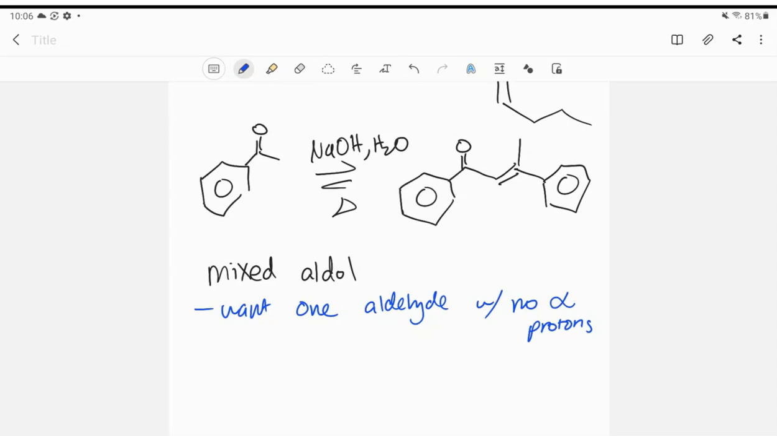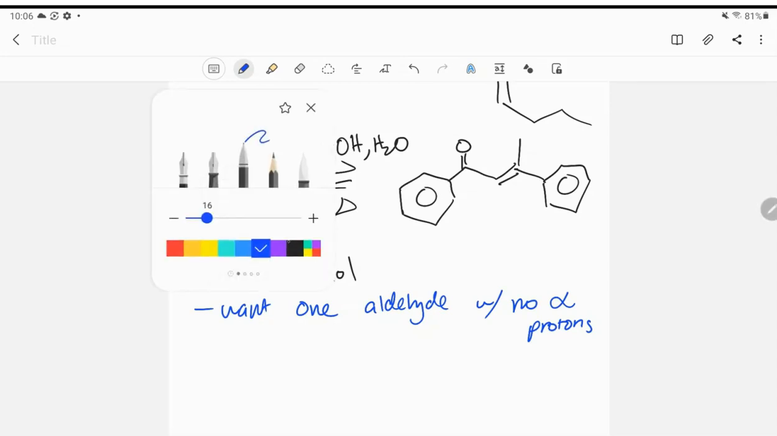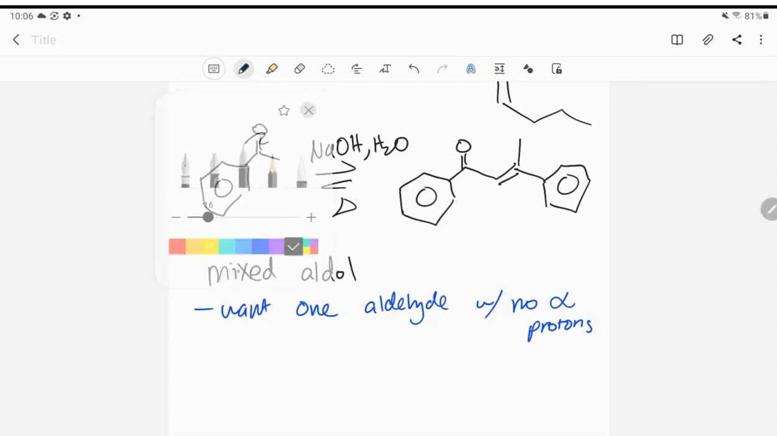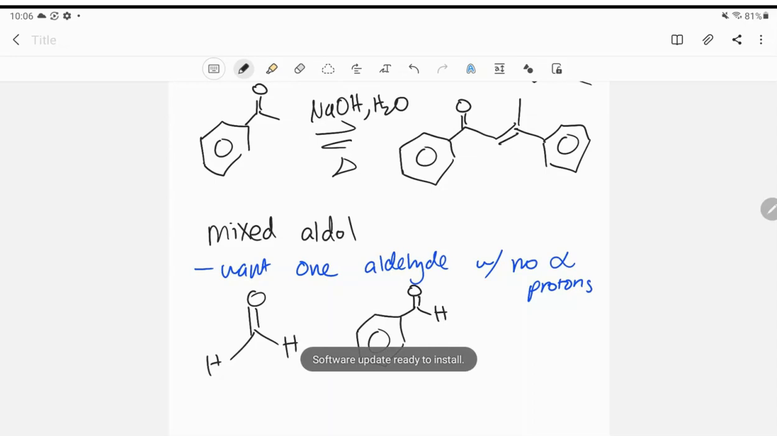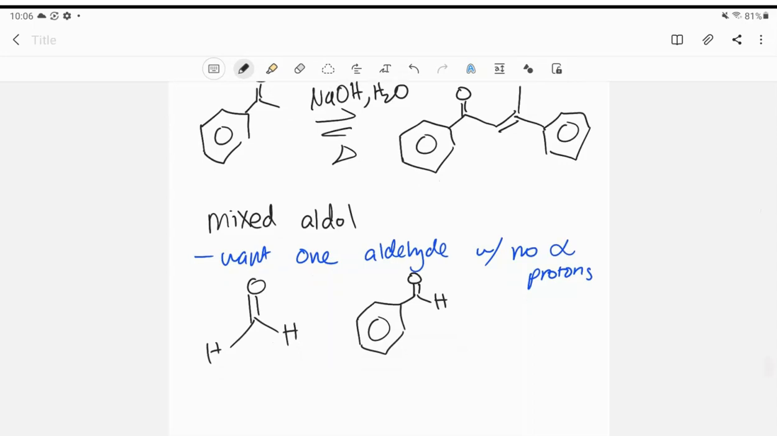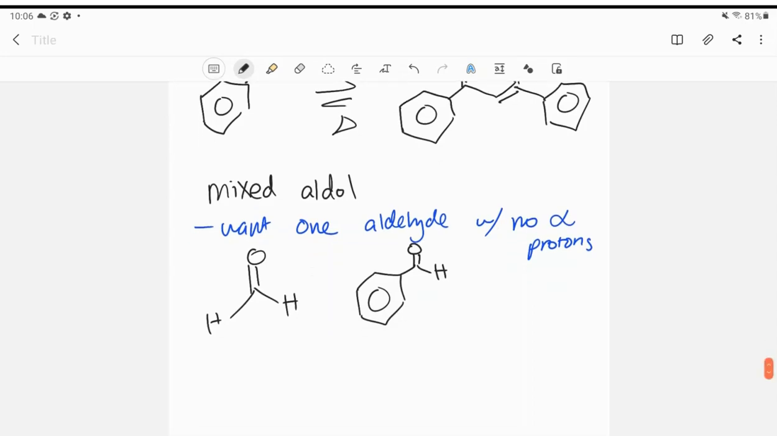It'll react with one as the nucleophile. It will react with another as the electrophile. And the other ones can react. You're going to end up with like 4 different products, all of which are racemic. So you typically will want one with no alpha protons. So that would be something like formaldehyde or benzaldehyde. Neither of these have alpha protons. So these are good candidates for mixed aldol reactions.